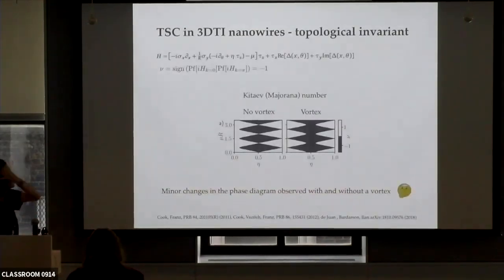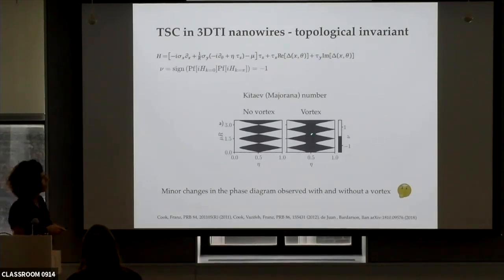Okay. So before I tell you why, I want to tell you how you plot the phase diagram for this system. And this was already done by Cook and Franz some time ago, we reproduced this. Basically, we calculated the topological invariant for this Hamiltonian. This is the Hamiltonian for the system, coupled to superconductivity, we have a pair potential here. We let the phase wind if we wanted to.